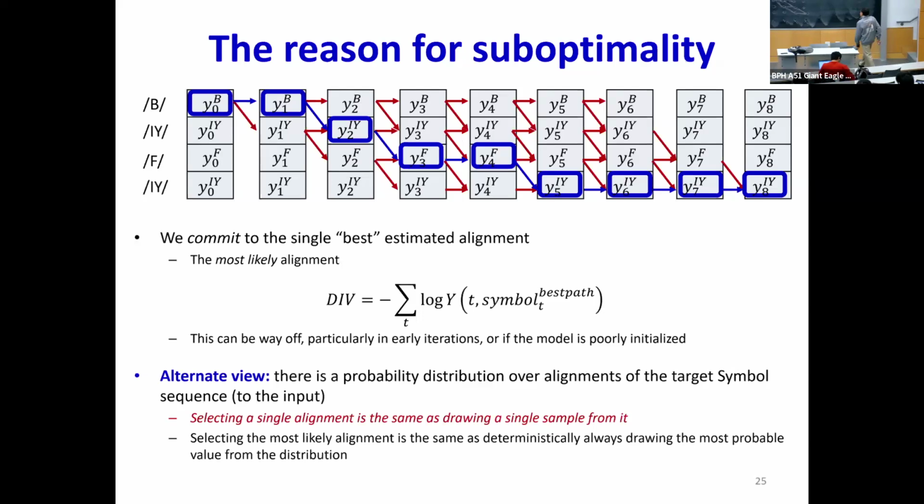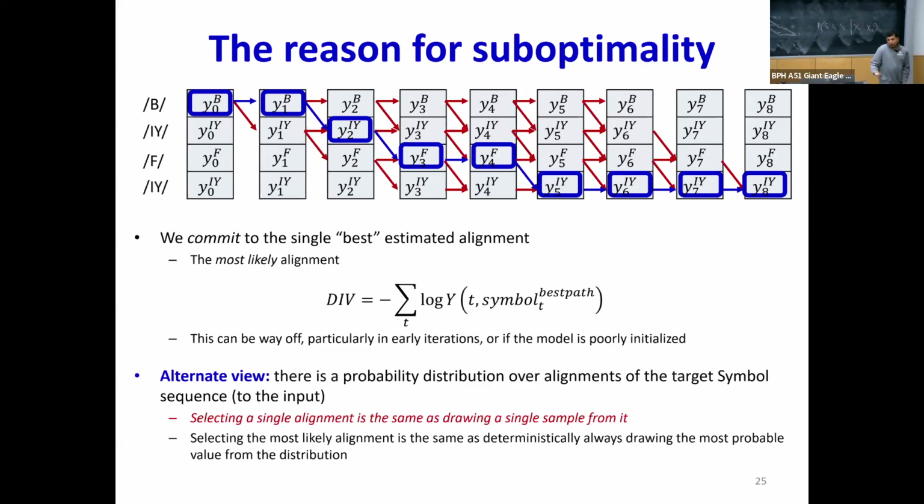If I just added up every possible way, the total probability of all paths through this graph is the total probability of every possible way of aligning S1, S2, S3 to X1 through X4. So that is simply going to give me P of S1, S2, S3 given X1 through X4.